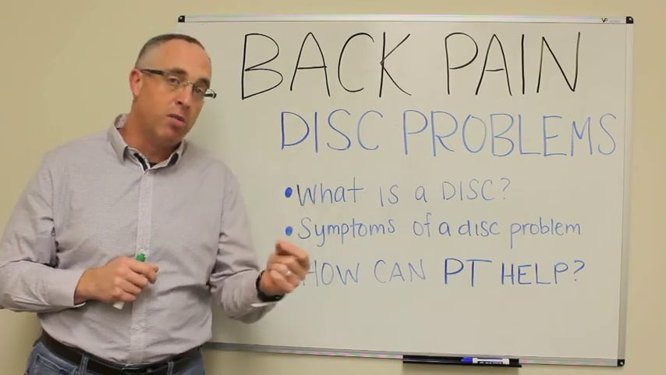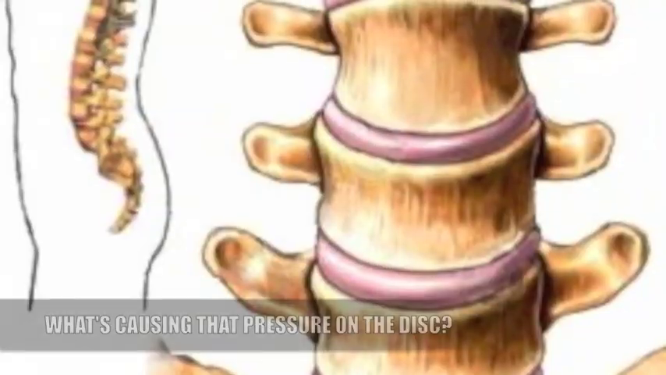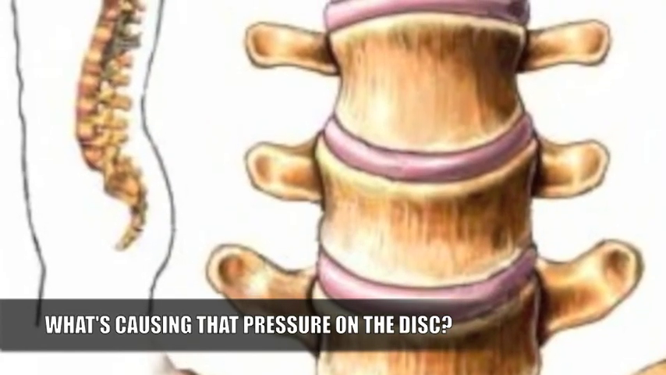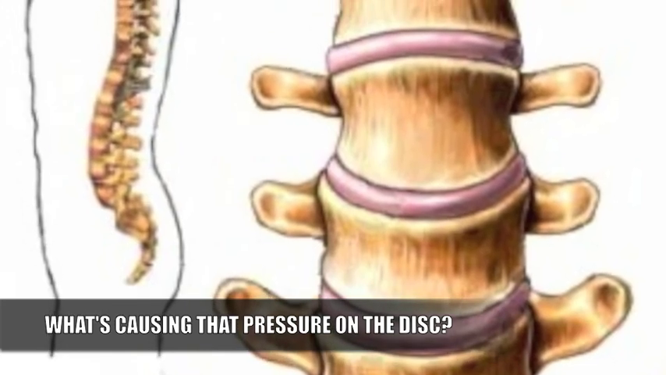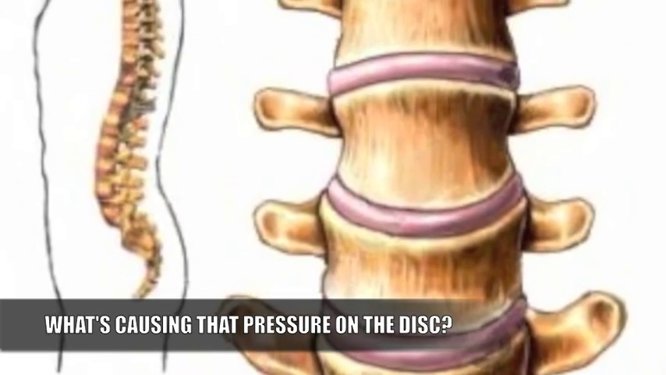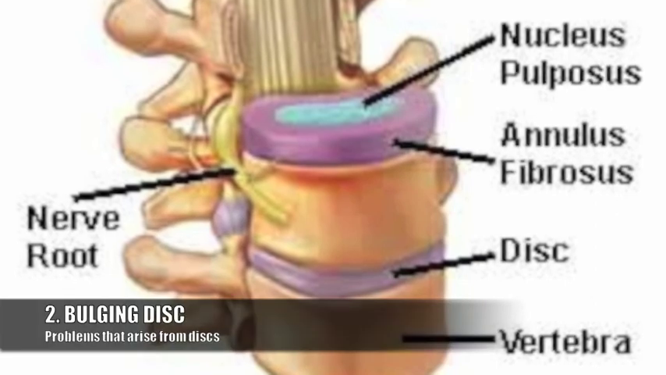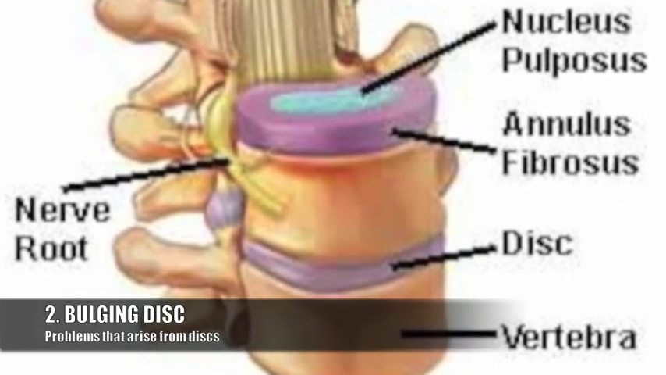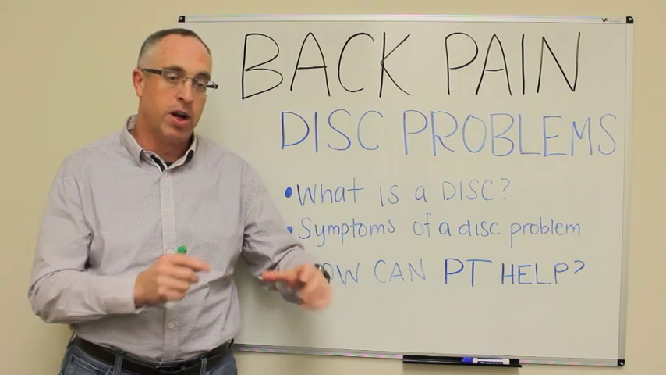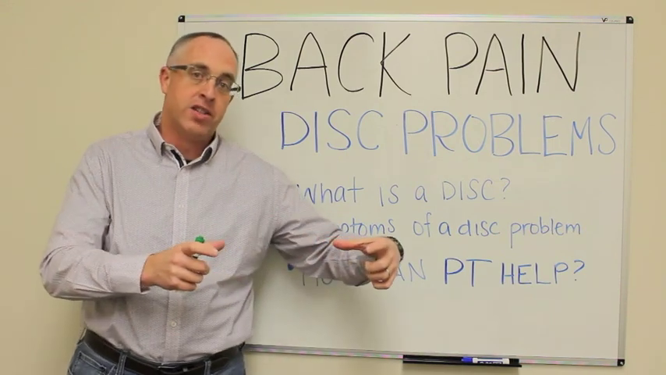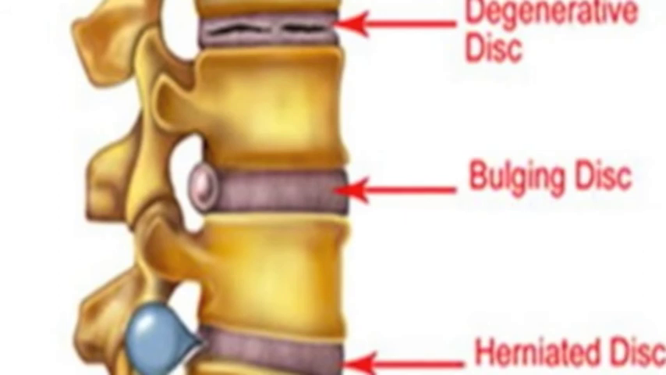But the real problem isn't the disc. The real problem is what's causing that pressure on the disc in the first place. As that pressure continues, or it gets worse, or it doesn't go away, the disc will actually start to bulge. So again, imagine the analogy of the jelly donut. I have this donut on the counter and I put a little bit of pressure down onto it. The disc starts to get wider, it distends out to the side. That's what a bulging disc is.